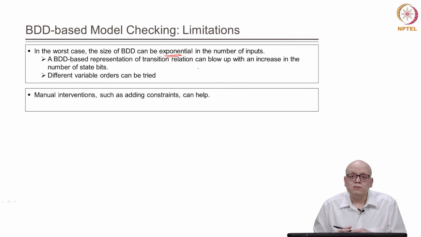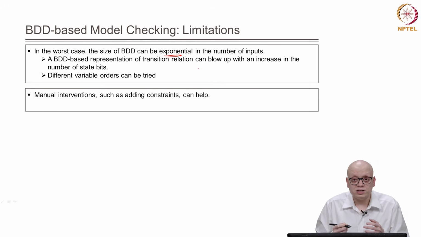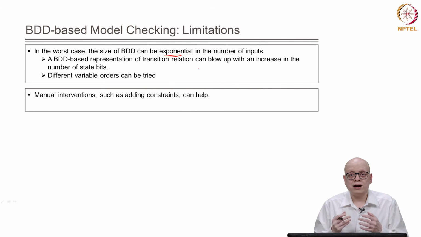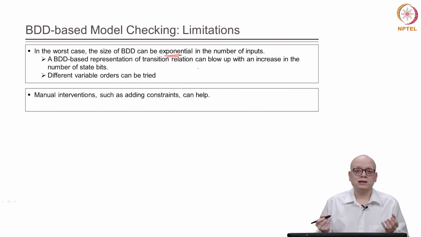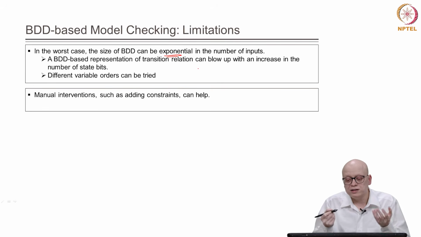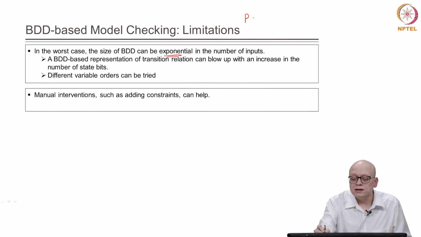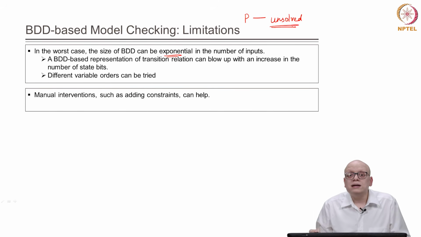The other way is manual intervention. As a designer, we may find that the model checking tool is not able to solve our problem. In case the property is not being verified by the tool, typically the tool will say that the property P is not verified, or that it is a case of an unsolved problem. So, the tool cannot say whether the property holds, and it is not even able to refute the property.